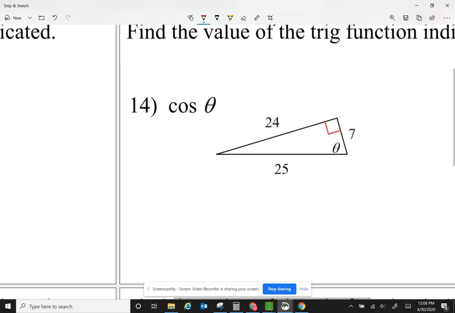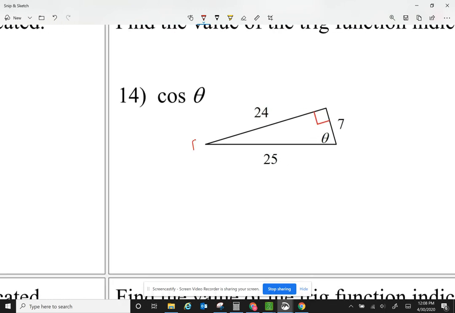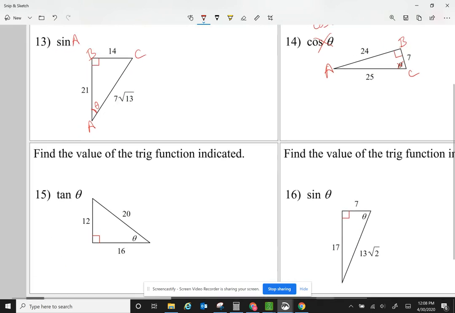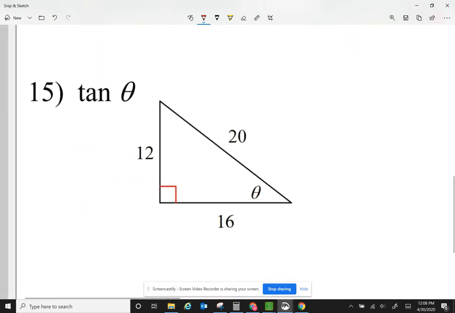So for number 14, if I was to label this side as A, B, C, instead of cosine of theta, I will call this cosine of C. Notice how theta is at C. And then on your homework, I will not give you theta. I will just have the three letters, A, B, C, and I call it cosine of C. That's just the notation.